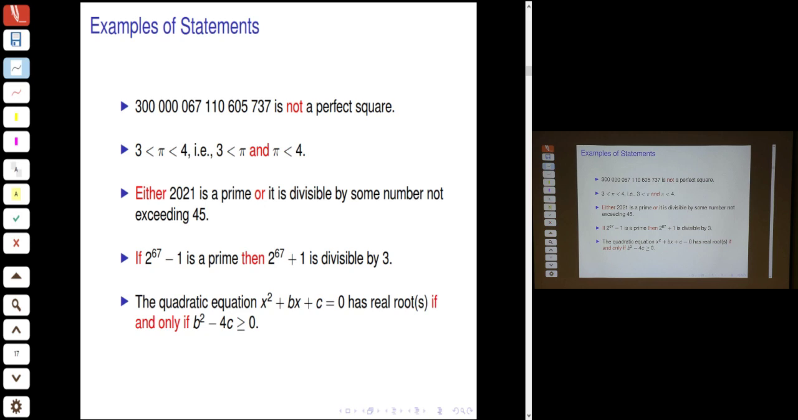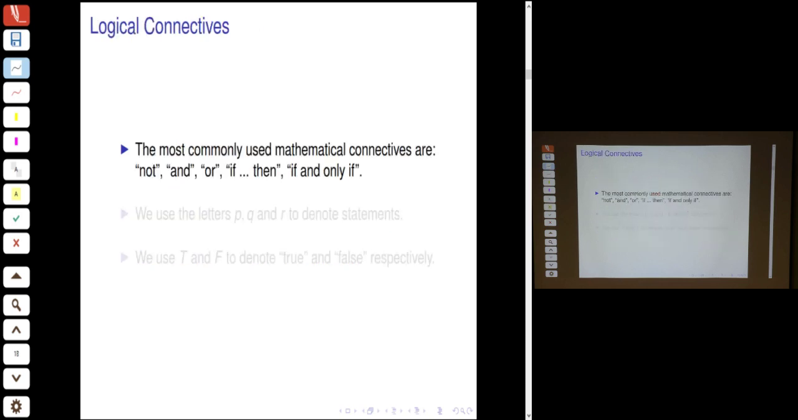Okay, so continue. Now we have seen examples. From these examples, we extract these connectives. In the previous slide, the red words are not, and, either or, but in mathematics usually we don't say the either, we just say or. And this if then, and this if and only if.